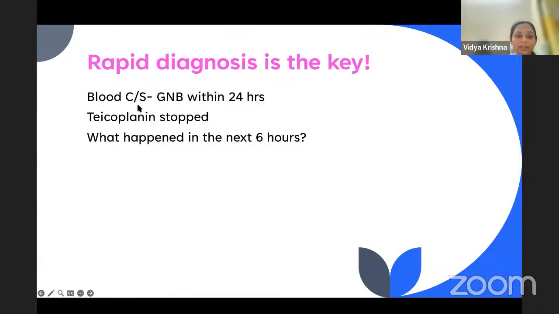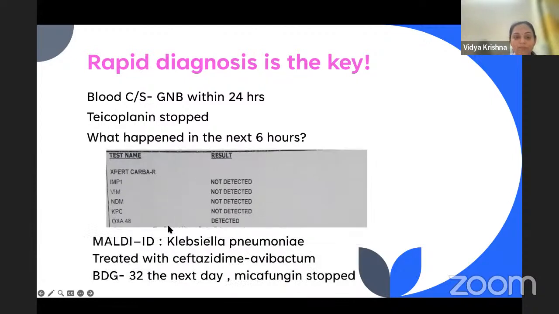But the only good thing is the blood cultures flagged within 24 hours. At which point, the first thing we did was we stopped the teicoplanin. And then we immediately asked for both MALDI ID as well as Xpert CARBA-R. MALDI ID will take only 6 hours. So the same day evening, we knew that it was Klebsiella pneumoniae. Xpert CARBA-R also takes only 6 hours. So we knew that it was an OXA-48. So now you know that you can use ceftazidime-avibactam pending your sensitivity.